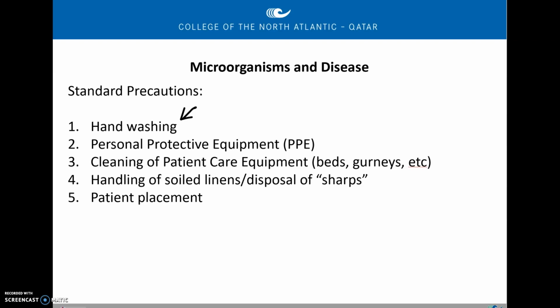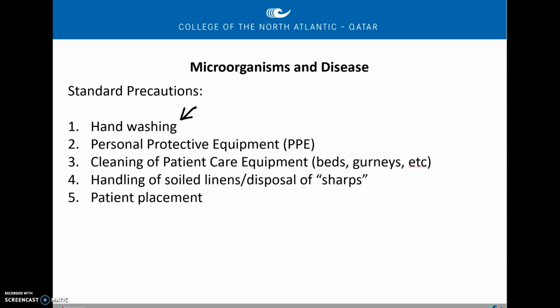So if you change somebody's bed, it's changed in a certain way. The laundry is washed at a certain temperature with a certain type of disinfectant. How you get rid of needles, sharps, razors, anything that could have come in contact with bodily fluids. They all have a standard set of procedures that you deal with in order to prevent infection from these things.